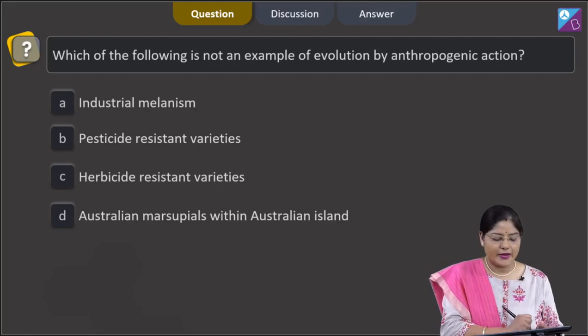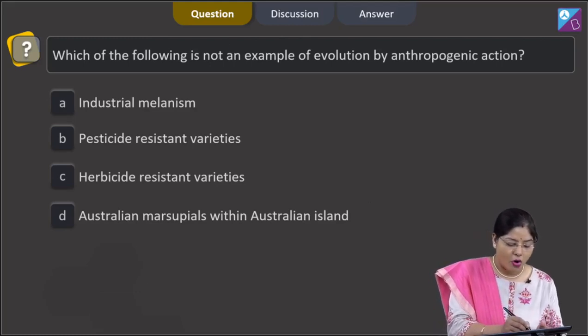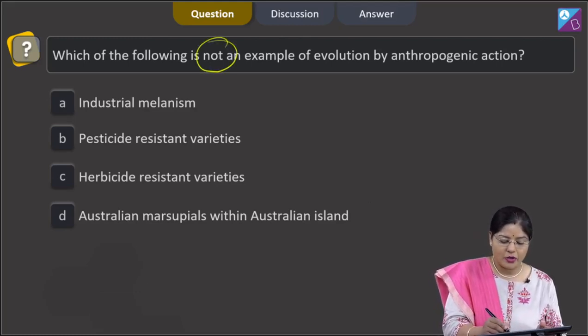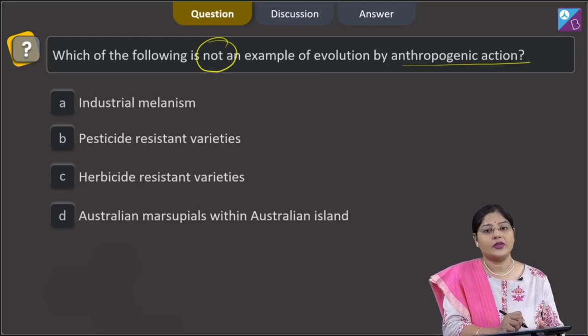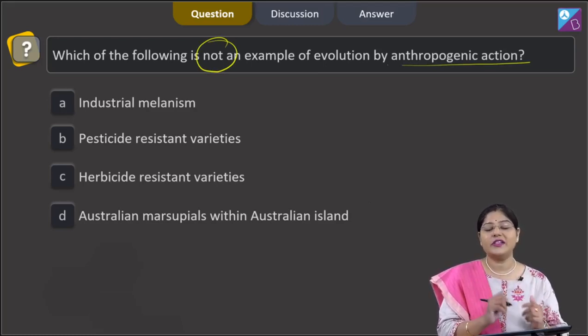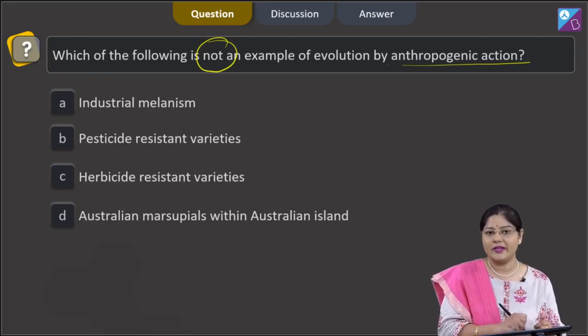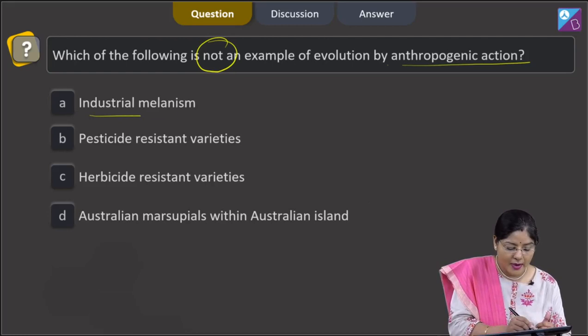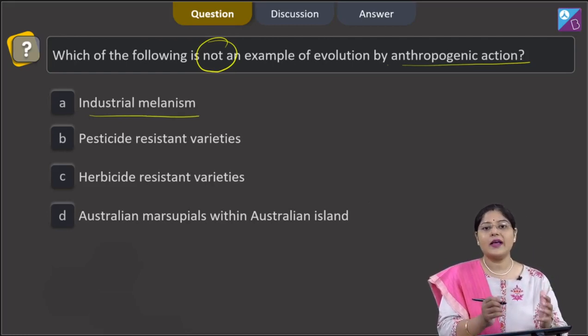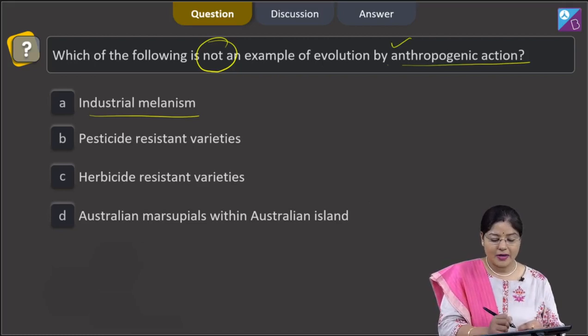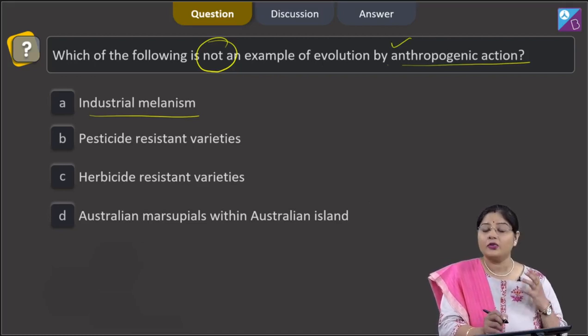Question states that which of the following is not an example of evolution by anthropogenic action? Anthropogenic action refers to the activities which are performed by human beings. Now, let us see the options. Option number 1, industrial melanism. Industrialization is done by human beings. So, industrial melanism, this is due to anthropogenic action.